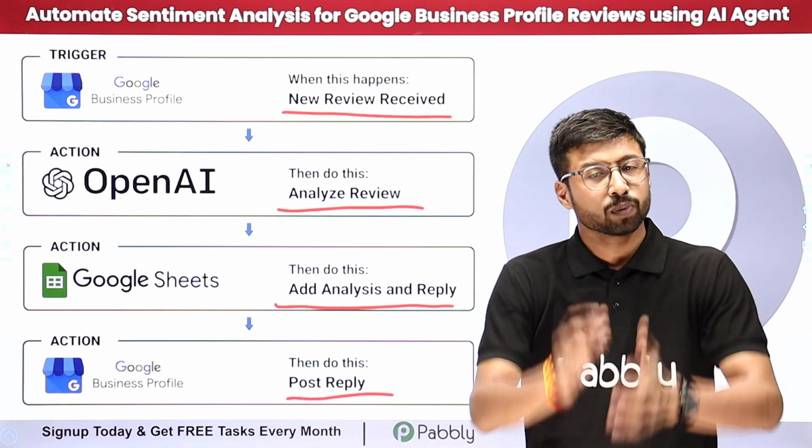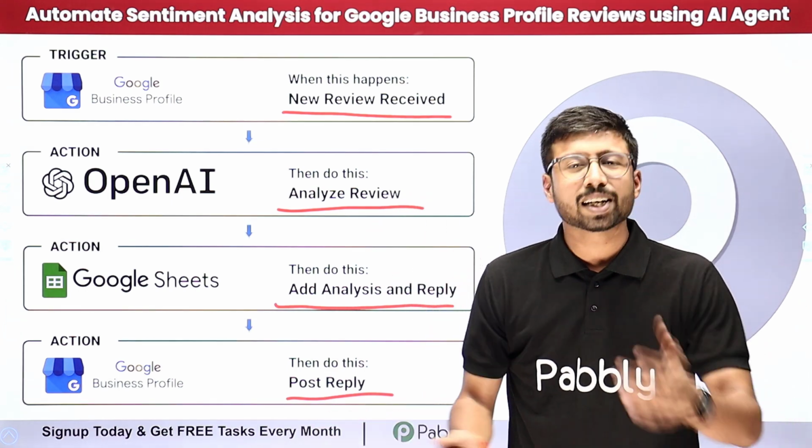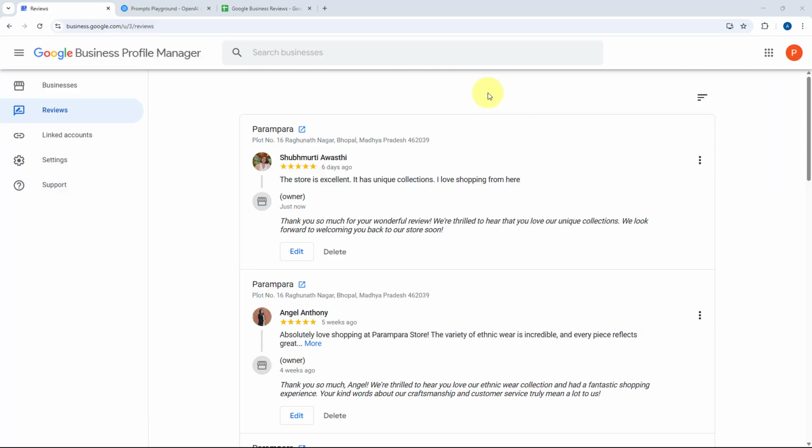for the same review. Now, if you want to learn how you can build this AI agent all by yourself, for that, let me just take you to my screen. So as you can see, this is my Google Business Profile Manager. And here under the review section, you can see a list of all the reviews which I have received on my Google Business Profile.